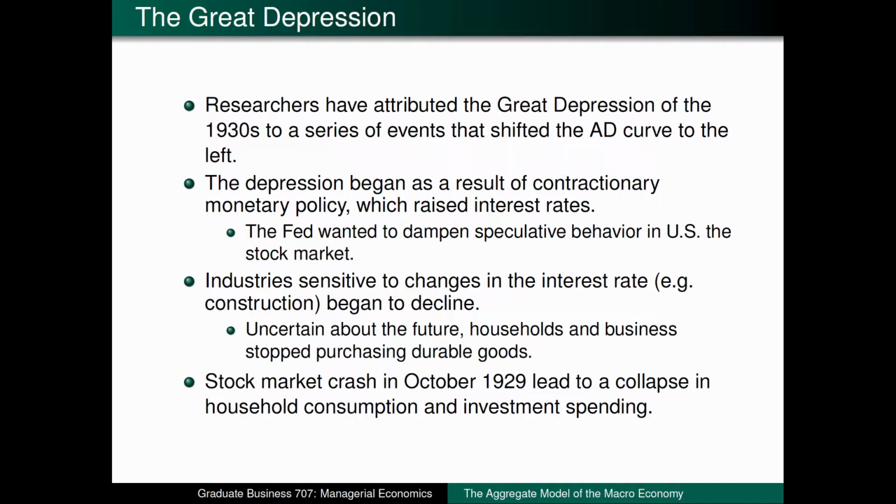Well, as we learned in the previous chapter, these higher interest rates will stifle consumption, leading to lower GDP. So an unintended consequence of contractionary monetary policy is that industries sensitive to the interest rate, like construction or the manufacturing of durable goods, such as appliances and cars, suffered from a lack of spending by consumers and businesses. Finally, the stock market crash in October 1929 was the last straw that led to a further collapse in spending by households and companies and ultimately caused the Great Depression, which lasted about a decade.